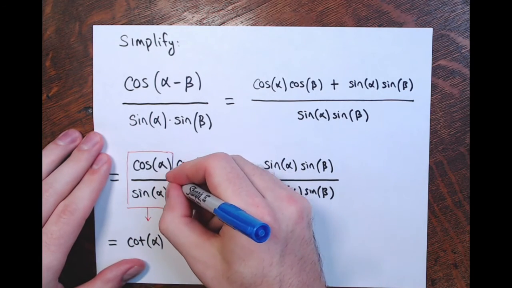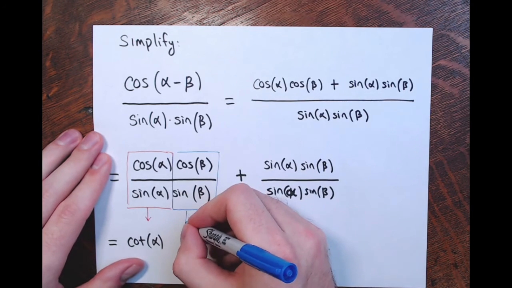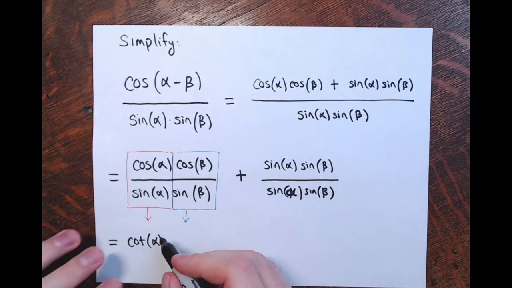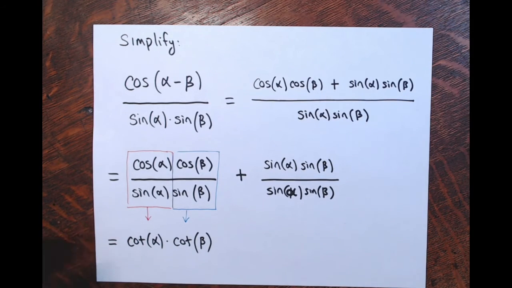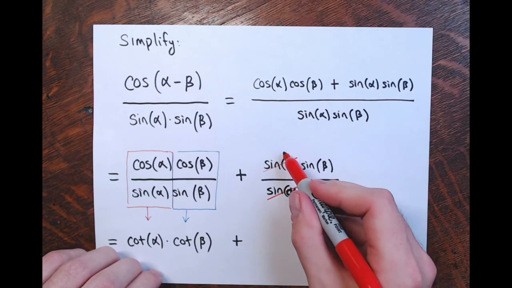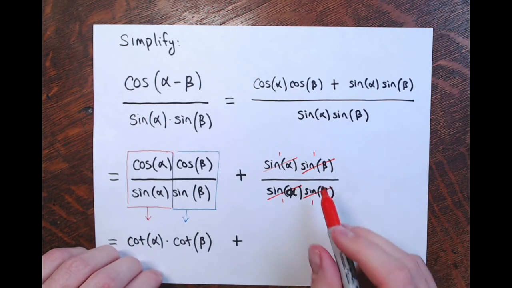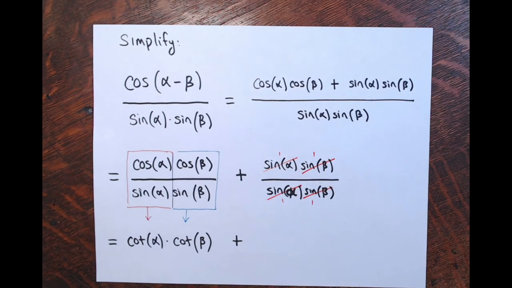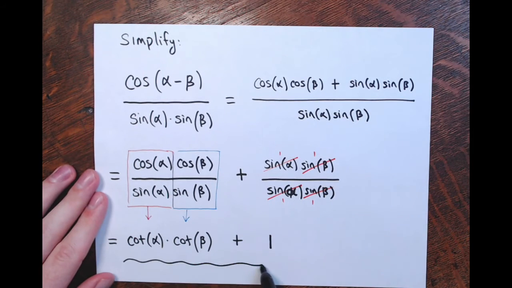Same thing for the next part of this product. This is this times cosine beta over sine beta. Well, cosine beta over sine beta can be rewritten as cotangent beta, one of those quotient identities. Plus, and then you may notice that I have a factor of sine alpha in the numerator, sine alpha in the denominator, so those become 1. And then sine beta in the numerator and a factor of sine beta in the denominator, so this is just 1. Anything divided by itself ends up being 1. And this is as simple as this can get.